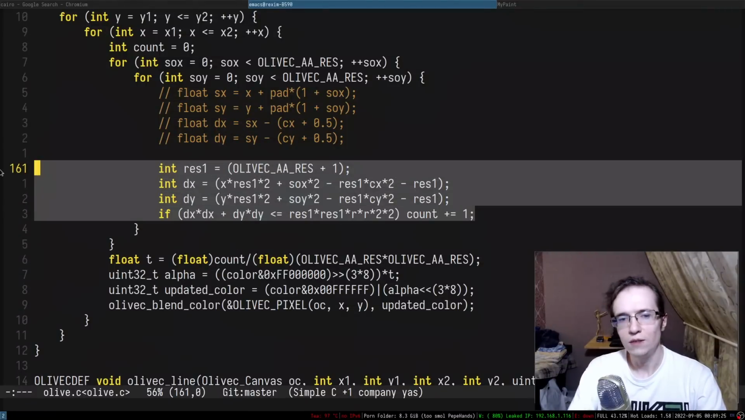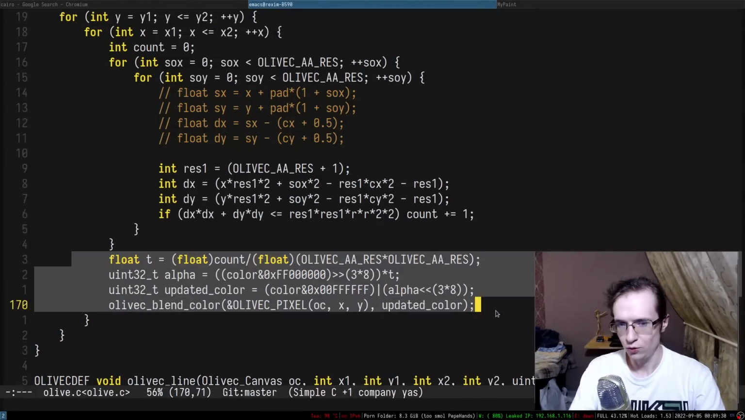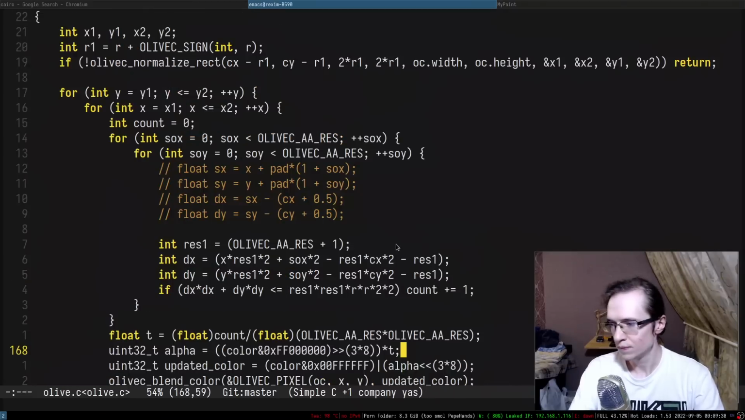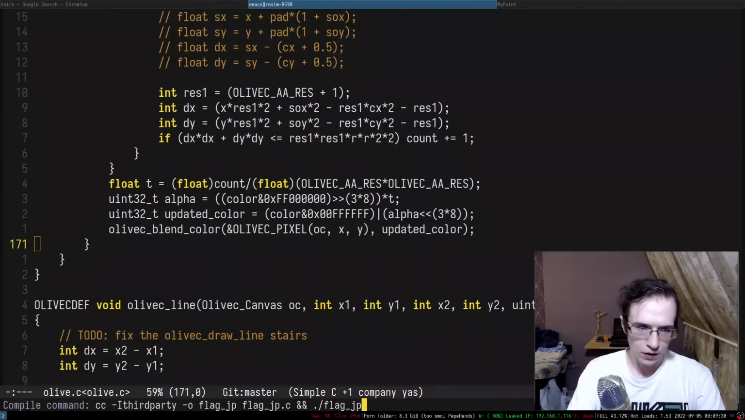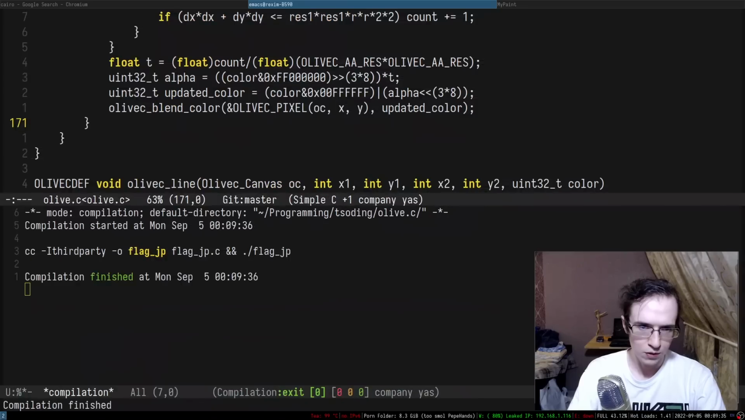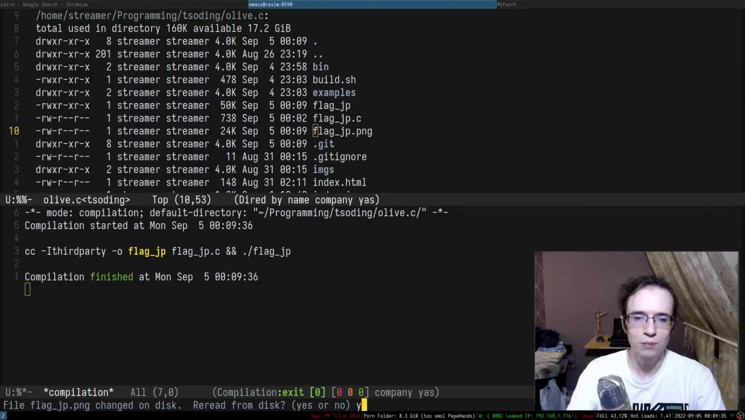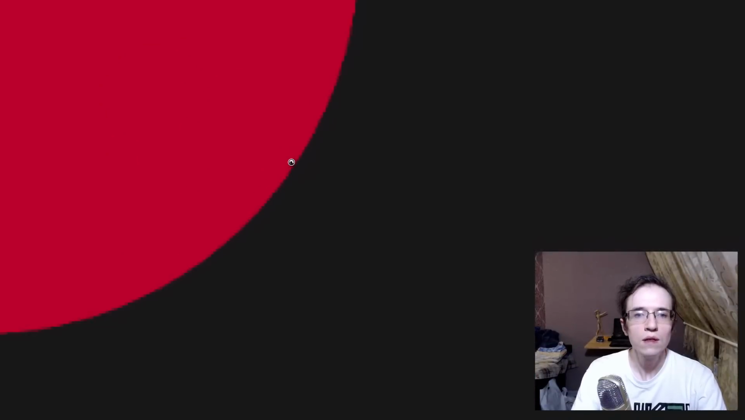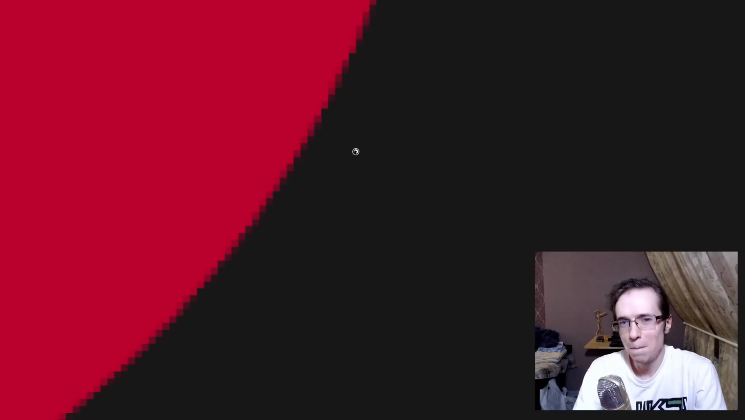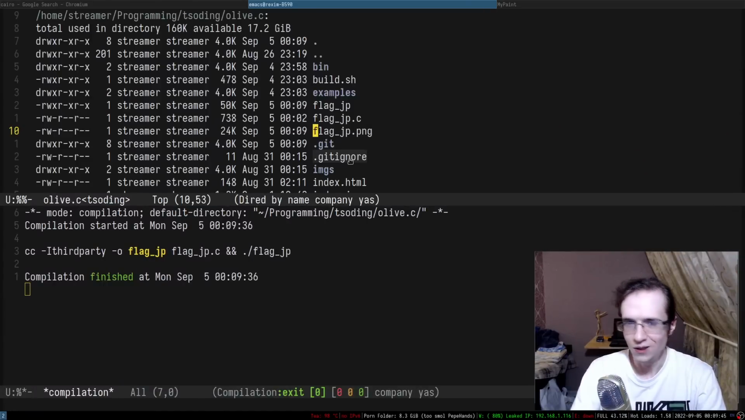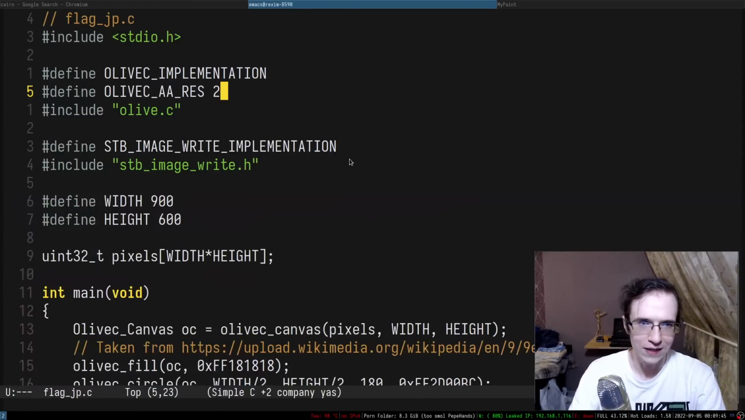But we only simplified this thing, right? So we'll also have to do something in here, but we'll see. Okay, all right, let me see if it works. Flag GP, and I think it worked. Did it? Okay, so let me disable the anti-aliasing.